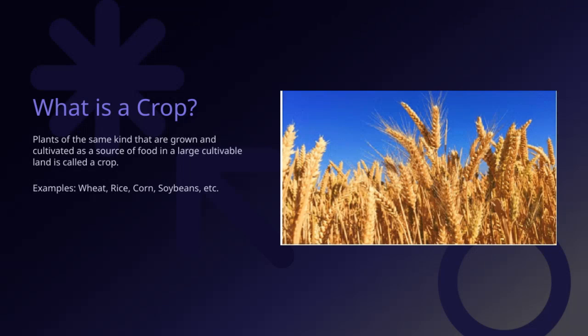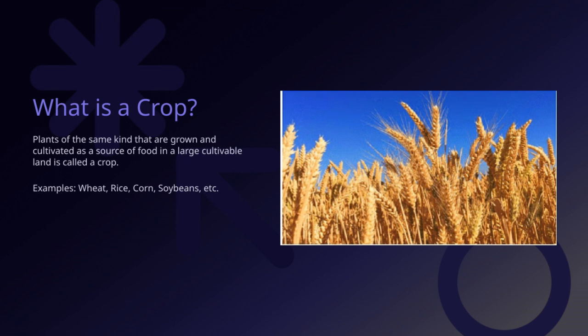Let's take a look at some common examples of crops, such as wheat, rice, corn, and soybeans. These are all plants of the same kind that are grown and cultivated on a large scale to serve as food sources. When we talk about a crop, we're referring to these plants that are grown in large cultivable lands specifically for food production. The key idea here is that a crop is essentially a group of plants of the same kind cultivated together to meet our food needs.